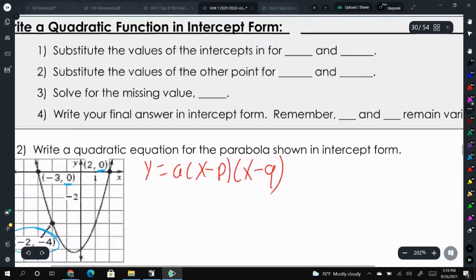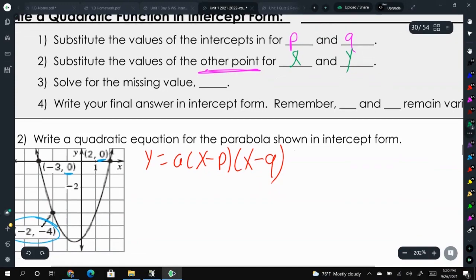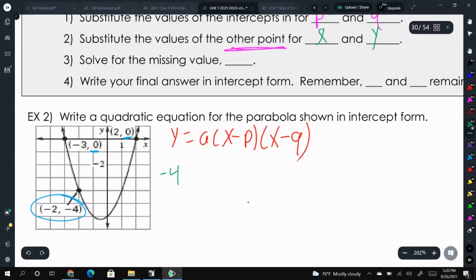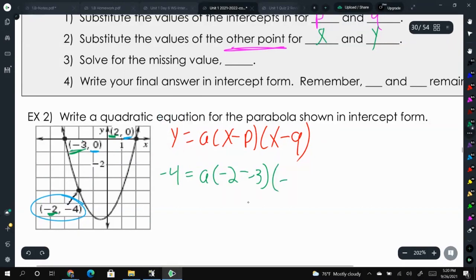So again, we're going to look at the instructions. Substitute the values of the intercepts in for p and q. And then substitute the values of the other point for x and y. So let's do that. We're going to have -4 equals a times x. Well, x is -2 minus p. It doesn't matter which one you put first, -3 or +2. So we'll do -2 minus -3. And then x again, and -2.